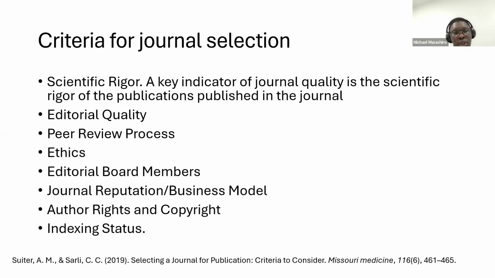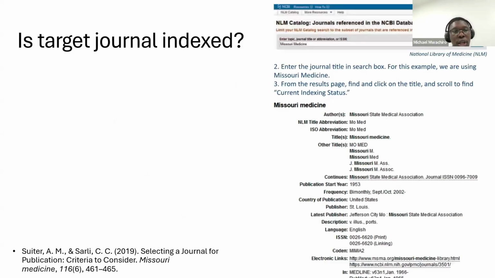And then the next one is journal reputation. So if you see a journal that is globally renowned, and people say this is the paper to put your manuscript in, then it might push you towards putting it there. We'll talk about predatory journals further down. And then author rights and copyright, who owns this after you're done? Is it open access versus paid for? And then the indexing status, which I'll show you a little bit very shortly. And this is what I was talking about, is a target journal indexed.